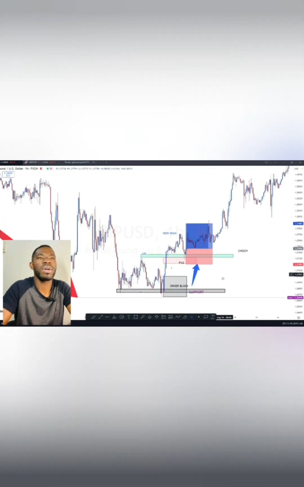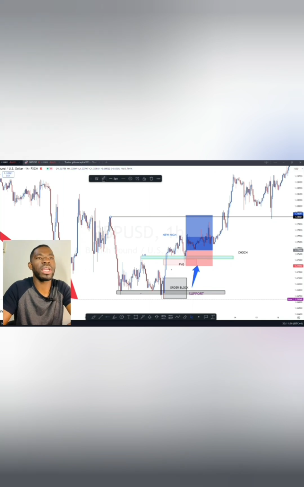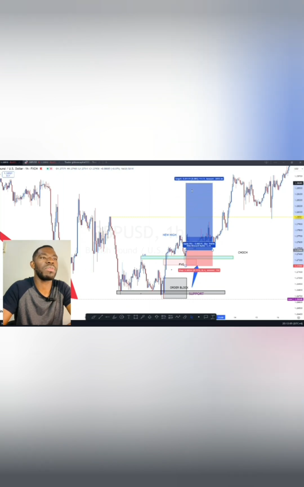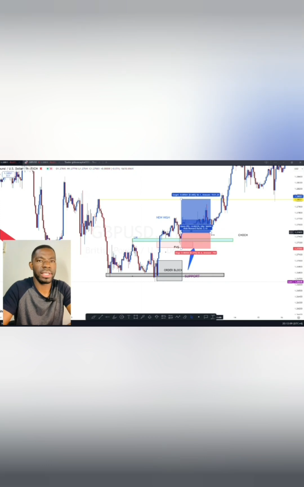This is what you would have targeted. You would have targeted these previous highs here. You would have won, because you don't want to be so greedy. You target a 1-to-2 risk to reward ratio over here. Even if you were to go to 1-to-3, you would still win, but you target the previous high over here. You would still win this trade very nicely.